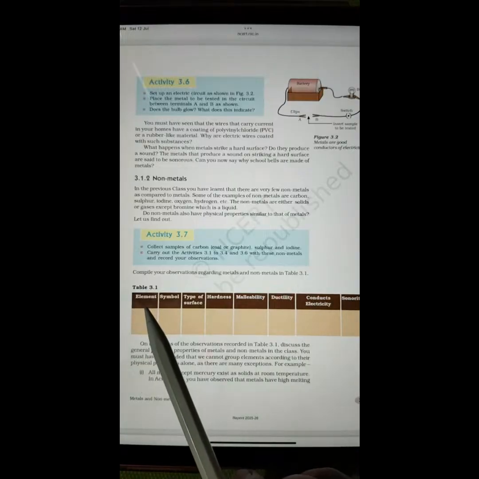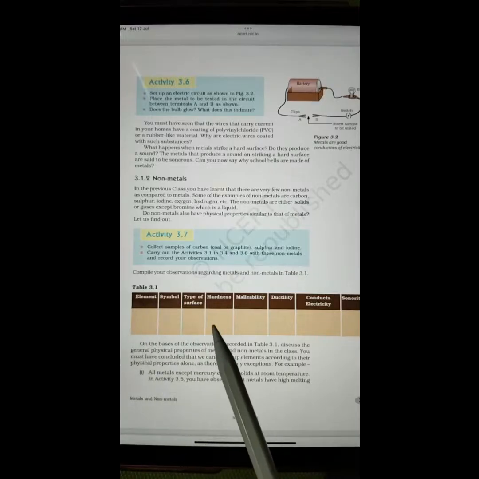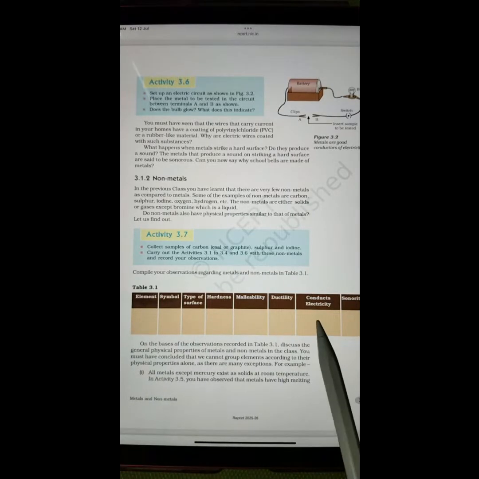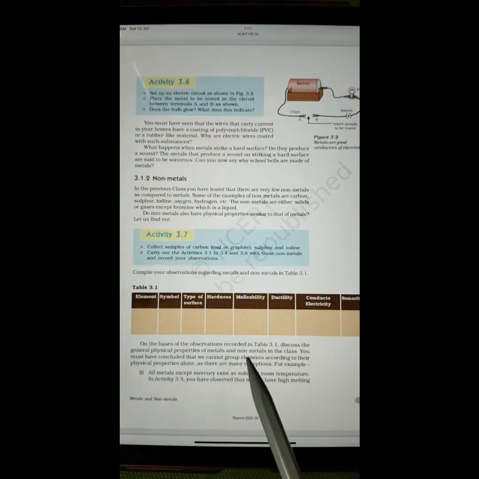In Table 3.1, you are asked to write element, symbol, type of surface, hardness, malleability, ductility, conducts electricity, and also sonority. On the basis of the observations recorded in Table 3.1, discuss the general physical properties of metals and nonmetals in the class. You must have concluded that we cannot group elements according to their physical properties alone, as there are many exceptions.